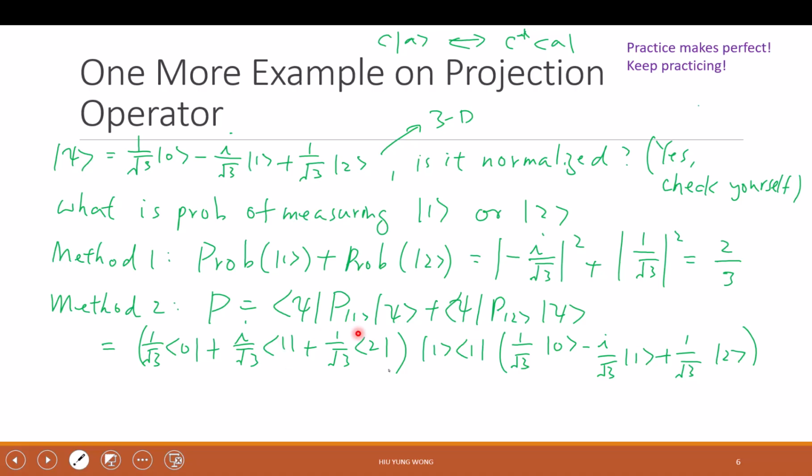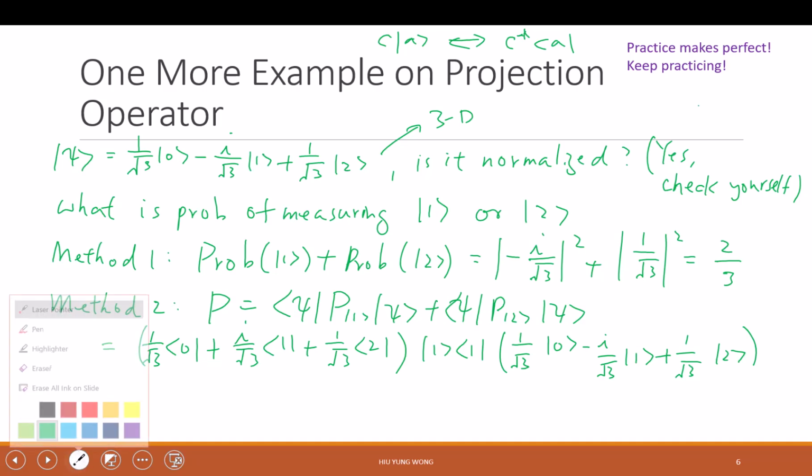And then bra 1 with ket 2 is 0, bra 1 with ket 1 is 1, and then bra 1 with ket 0 is 0. Or, like what he just pointed out, I already know that the projection operator applied to this will give me the coefficient times the ket 1, right? So there are many things you can do. I just spelled this out. You don't need to go through this step if you are familiar with that already.